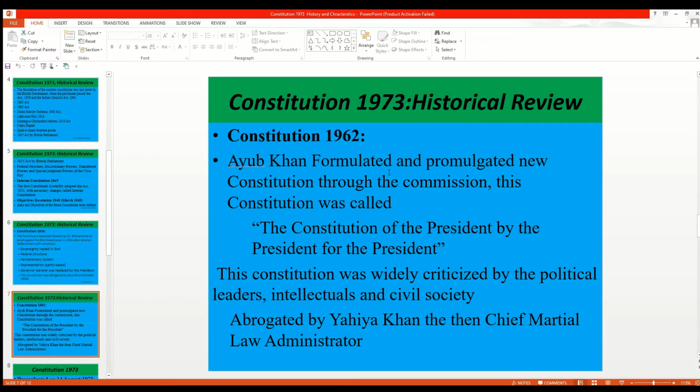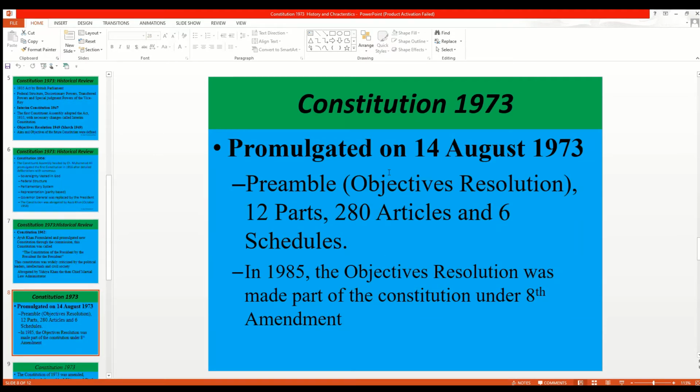This Constitution was abrogated by Yahya Khan, the then Chief Martial Law Administrator, and Yahya Khan promised the people of Pakistan that he would hold fair, free, and impartial elections very soon, and that the assembly would constitute a new constitution for Pakistan. As a result of these elections, Mujibur Rahman, leader of the Awami League, bagged majority seats in East Pakistan, while the Pakistan People's Party, headed by Zulfikar Ali Bhutto, scored majority of seats in West Pakistan.